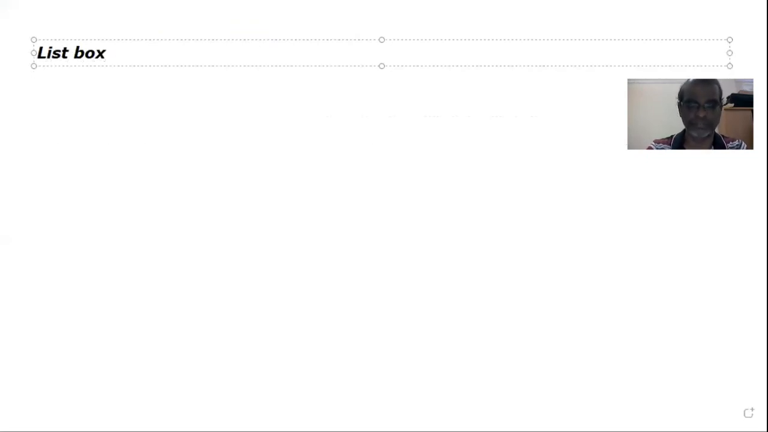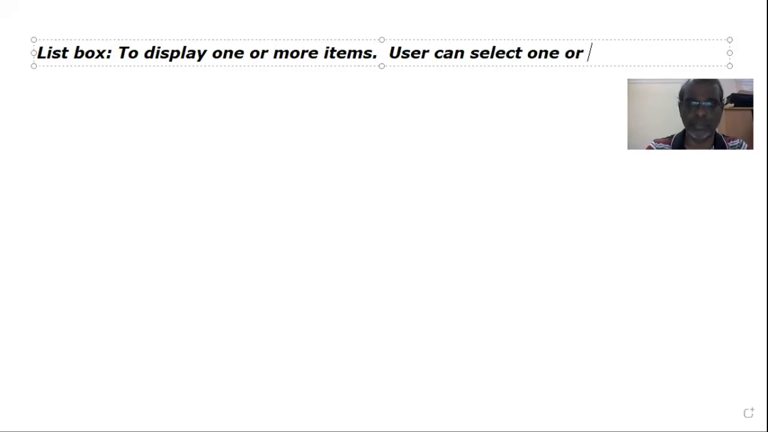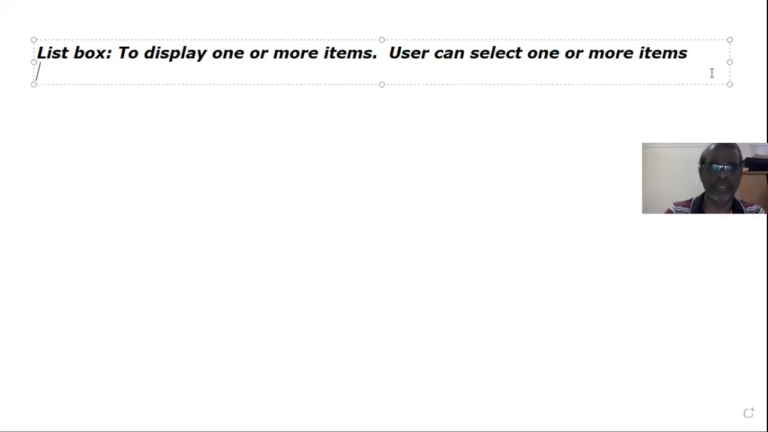List box. So to display one or more items, the user can select an item. The user can select one or more items. That is the usage. So notice here, so many functions are there. Out of this, we can select some of the important functions.